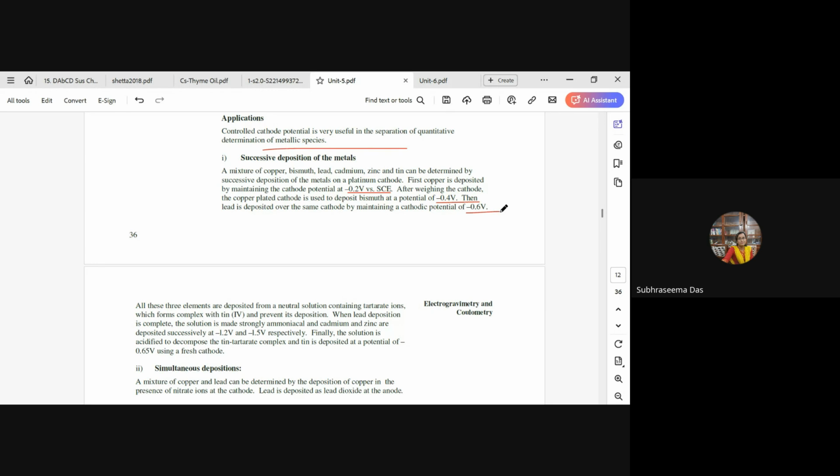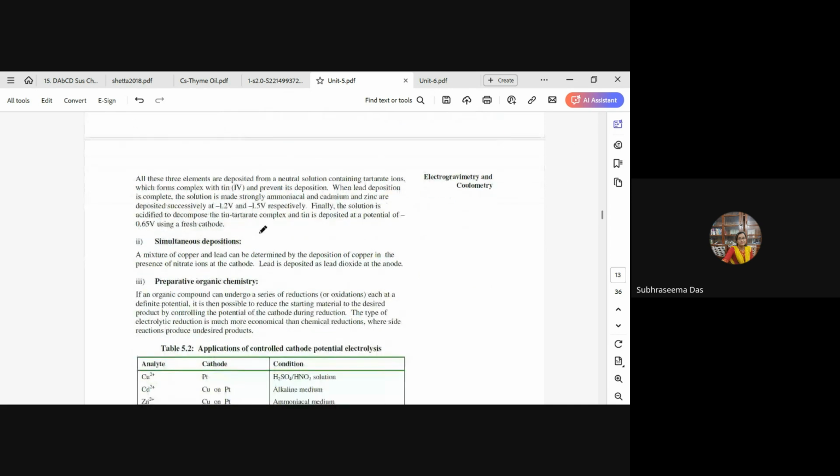Now when lead deposition is completed, the solution is made strongly ammoniacal, and zinc and cadmium are separated. Finally, the solution is acidified to decompose the tin tartrate complex, using a potential of 0.065 volts. So this is how we can use constant potential electrolysis for successive deposition of metals.